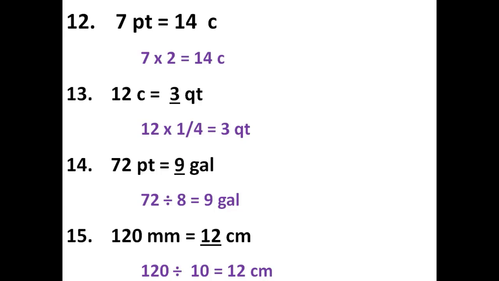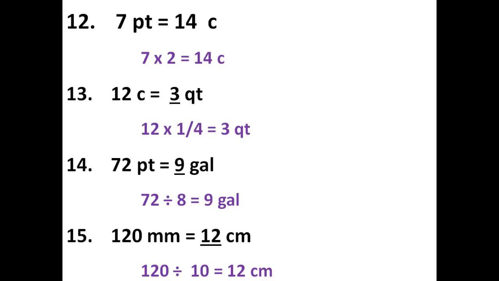Number 12, 7 PT. PT means pints. We have to convert it into cups. We know that 1 pint is equal to 2 cups. 7 pints multiplied by 2 is equal to 14 cups. Next 13, 12 cups. We have to change it into pints. 12 multiplied by 1 upon 4 is equal to 3 pints.